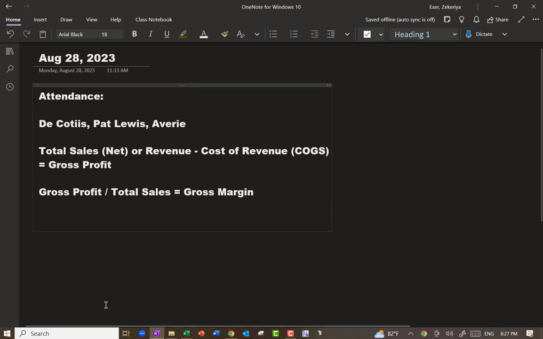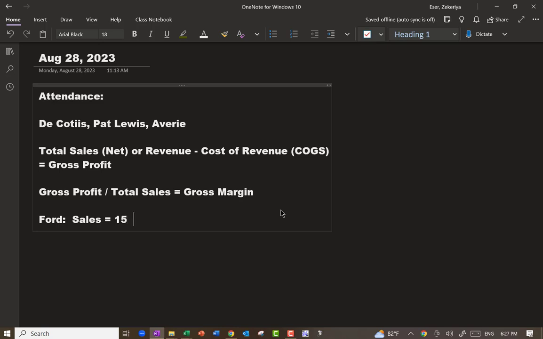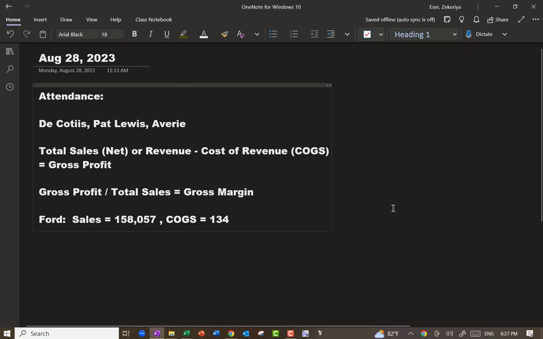So let's look at that for Ford. Sales equals 158,057. And cost of goods sold is 134,397. And it's GM, not to be confused with General Motors.